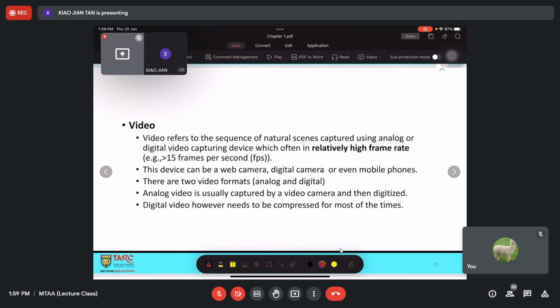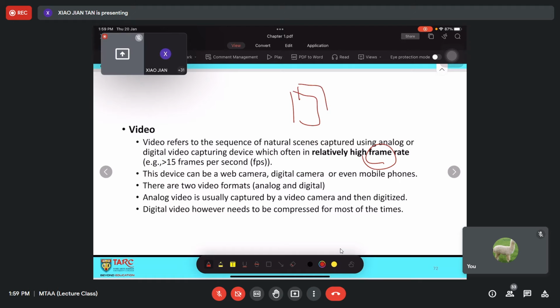Okay, video. Video refers to the sequence of natural scenes captured using analog or digital video capturing device, which often has a relatively high frame rate. So this frame is what I mentioned previously. We have different frames arranged in a specific sequence.